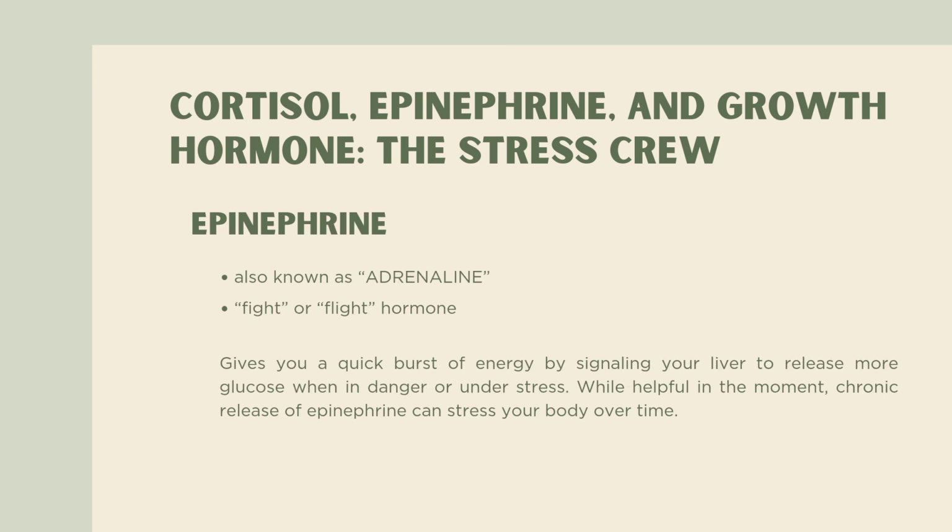Epinephrine, also known as adrenaline. You probably know this one. It's the fight or flight hormone. If you're scared or in a tough situation, epinephrine gets released to give you a burst of energy. It raises your blood sugar by signaling your liver to release more glucose. This is helpful when you need quick energy. If it's constantly happening, it can be hard on your body.